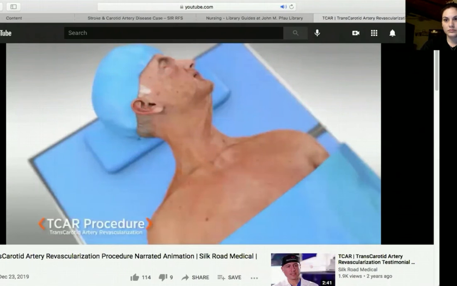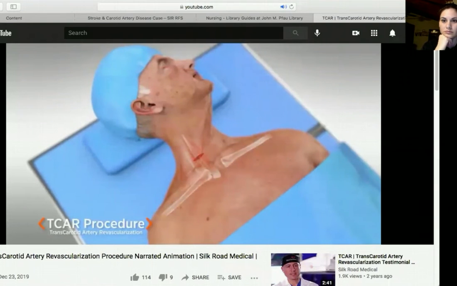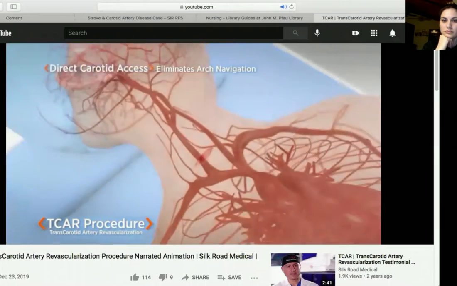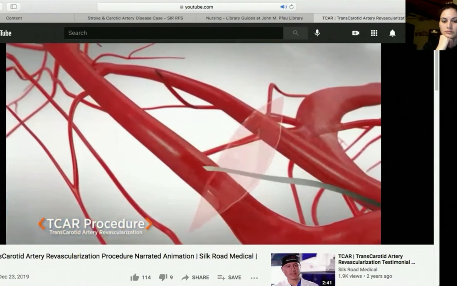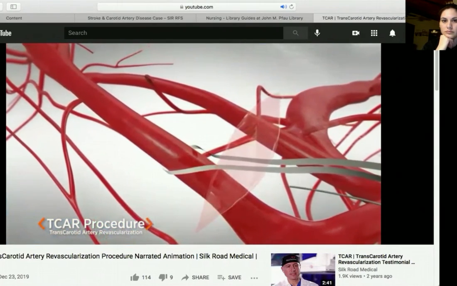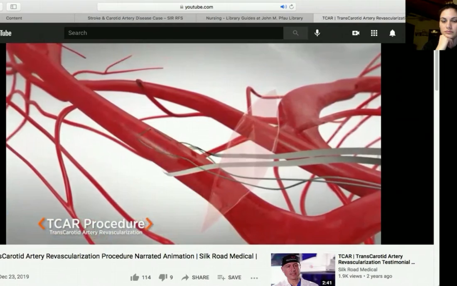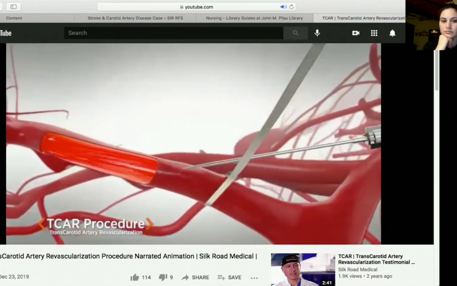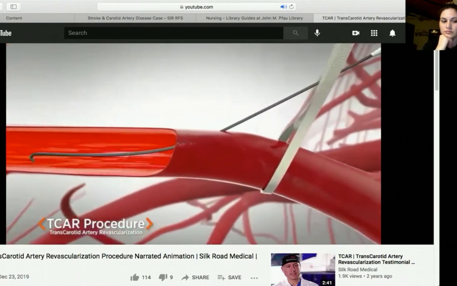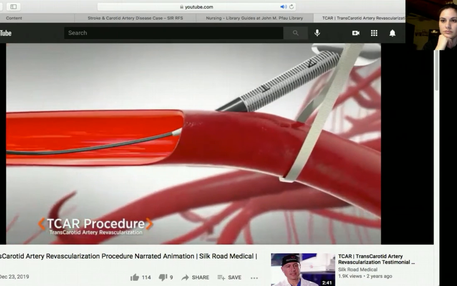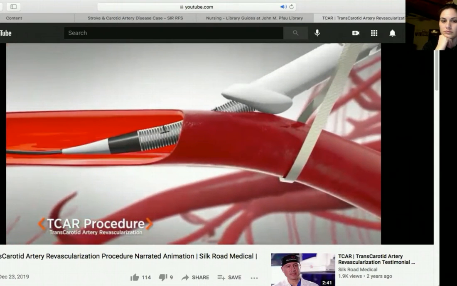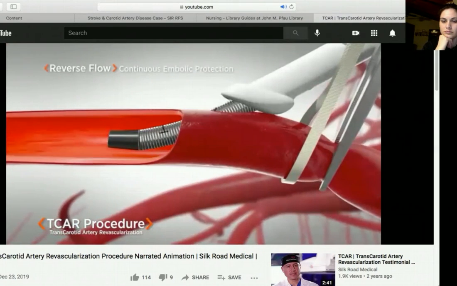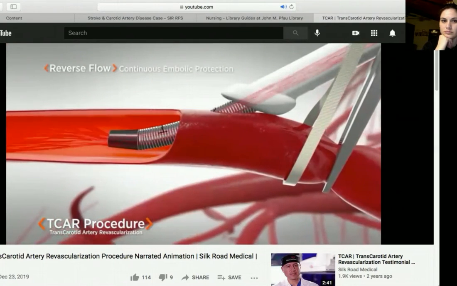The TCAR procedure begins with a small incision just above the collarbone to expose the carotid artery. A vessel loop is placed to control the artery during the procedure, and a suture is placed for easy closure of the puncture site at the end of the case. A specialized sheath is placed through a small puncture in the common carotid artery. This sheath will be used to deliver a stent, but first it will temporarily reverse blood flow in the artery.